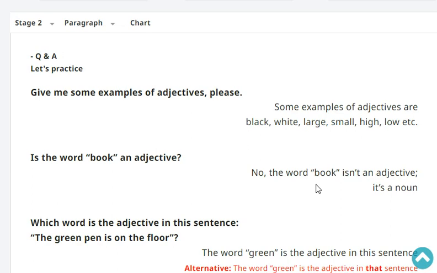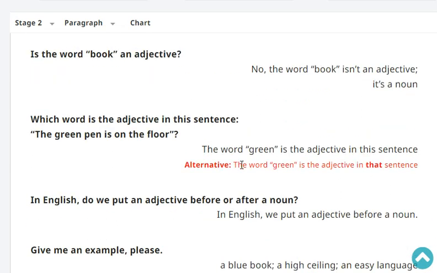Is the word book an adjective? No, the word book isn't an adjective. It's a noun. Which word is the adjective in this sentence? The green pen is on the floor. The word green is the adjective in that sentence.